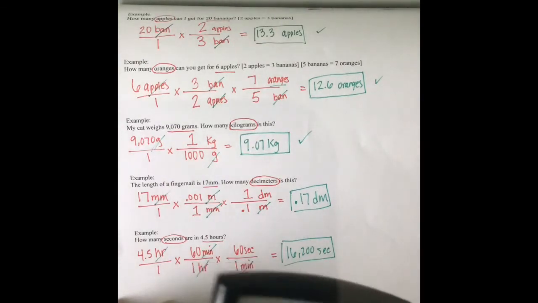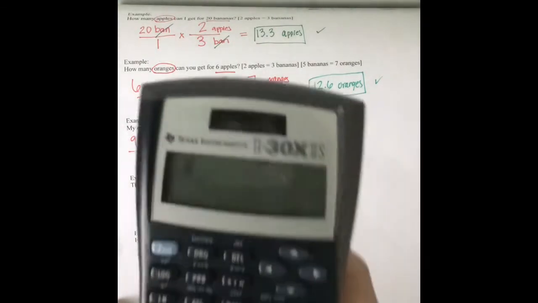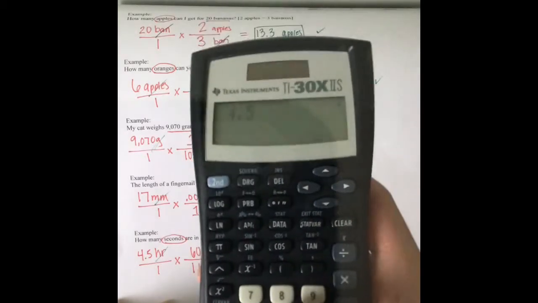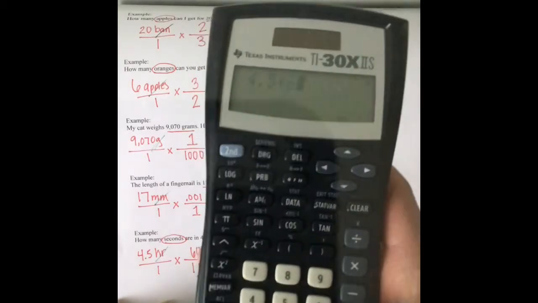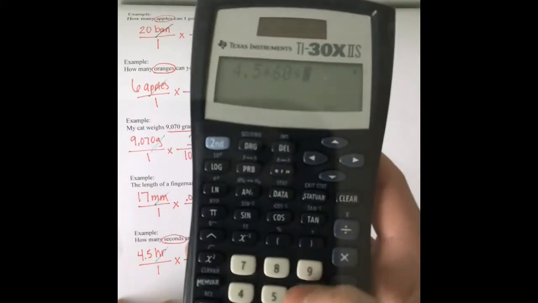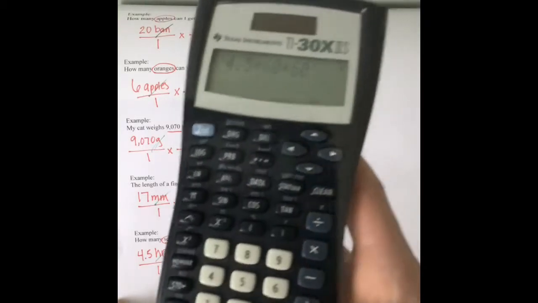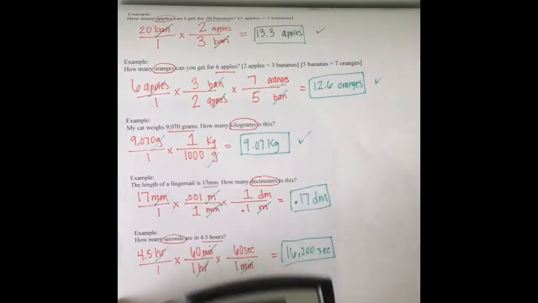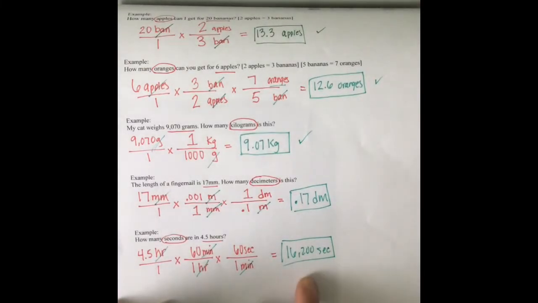So on your calculator, you would just be multiplying straight across the top. You would be taking 4.5 times 60 times 60. And we would get 16,200 seconds for your final answer.